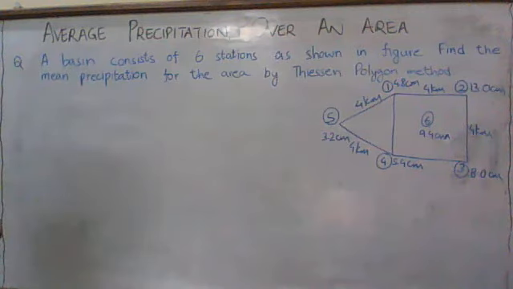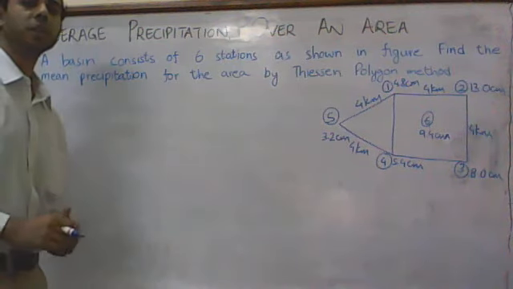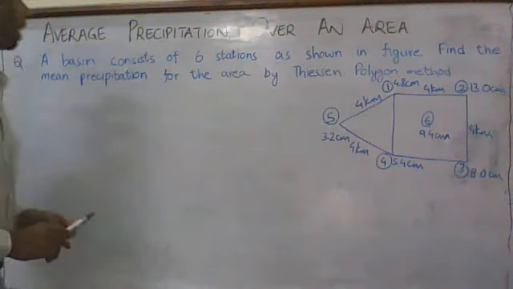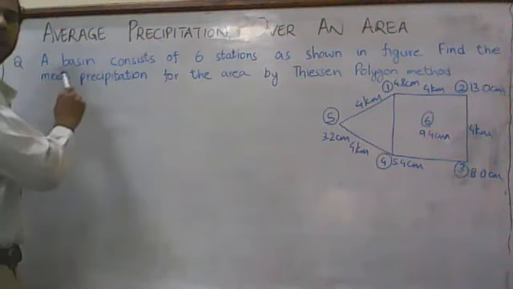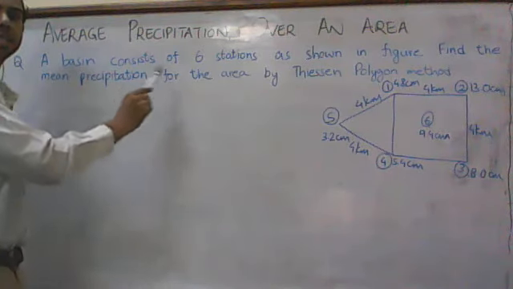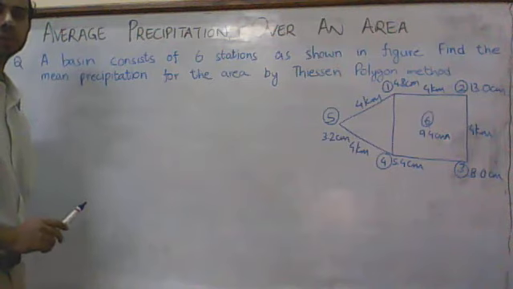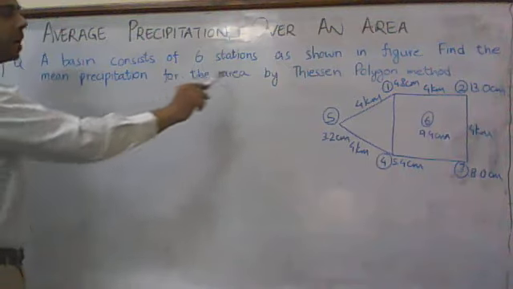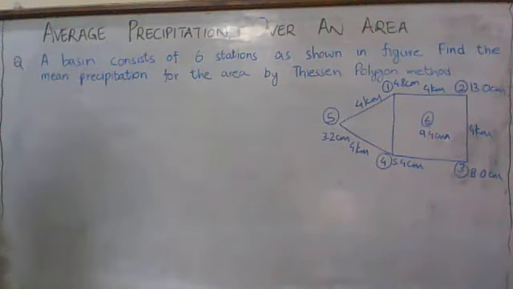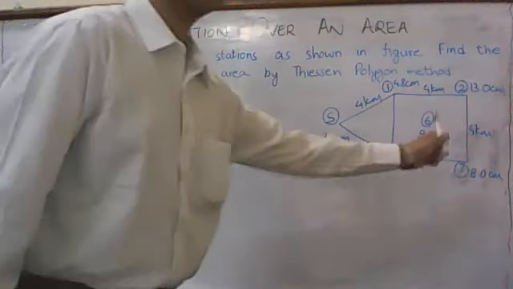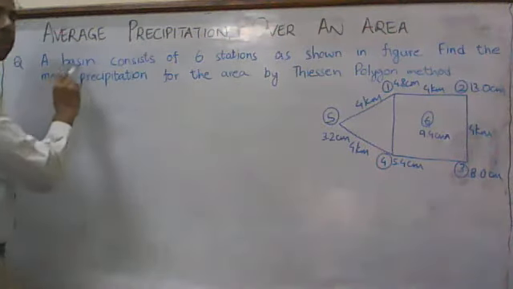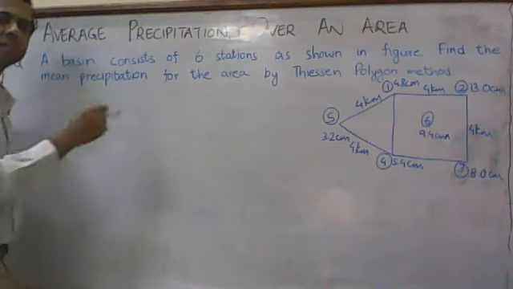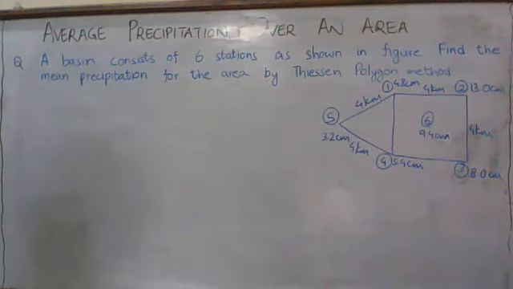Now moving on to the next numerical. I'll read it out. A basin consists of 6 stations as shown in figure. Find the mean precipitation for the area by Thiessen polygon method. And this area is shown. Now, in this case, it is written a basin. Basin means a catchment area or a drainage basin. It means one and the same thing.